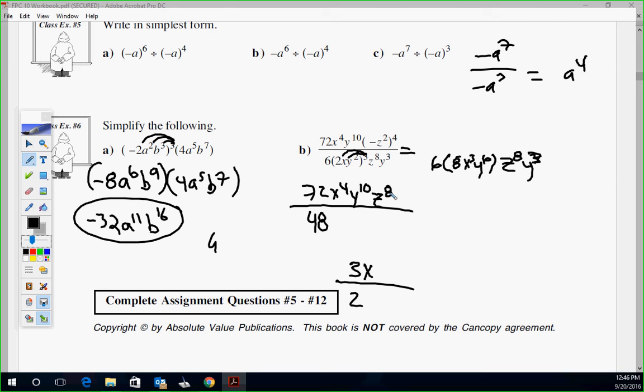Okay, so then we have X cubed. There's no other X's. Y to the 6, Y cubed, so that's a Y to the 9. Z to the 8. Okay, now that's done. 3 over 2, she's right there. X to the 4 over X cubed is an X. Y to the 10 over Y to the 9 is a Y. The Z's cancel. That's your answer. Okay, what's the coefficient on that one? 3 over 2. Good. 3 over 2.